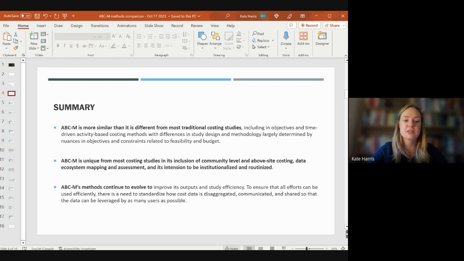One, activity-based costing for management is more similar than it is different from most traditional costing studies. There are some differences in study design and methods, but it's largely more similar than it is different. The second point is that there are some differences, and ABCM is unique from most costing studies in that it includes community level and above site costing, which most costing studies do not. It includes data ecosystem mapping and assessment, and it has the intention to be institutionalized and routinized. Last, ABCM's methods continue to evolve to improve its outputs and study efficiency.